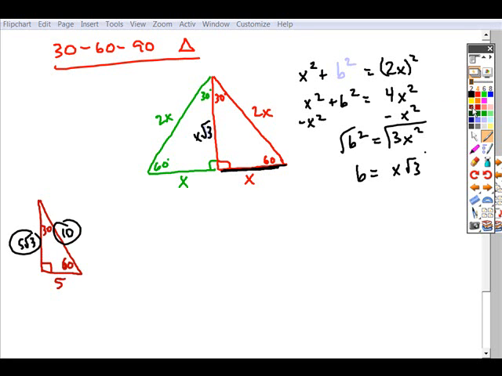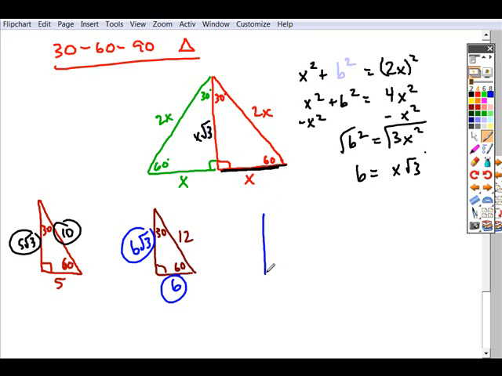In addition to this, the next easiest one would be if they gave you the hypotenuse. So if they told you that the hypotenuse was, let's say, 12, what does that mean the shorter leg's going to be? The shorter leg will be half of that, so 6. And that means the longer leg will be 6 root 3. So once again, it just fulfills the patterns in those cases.